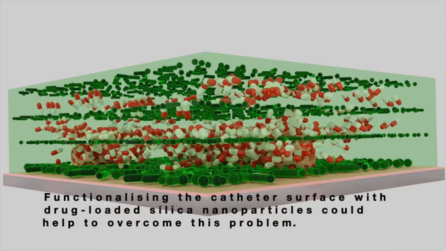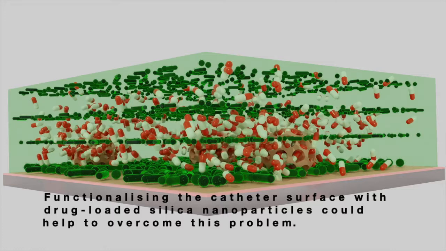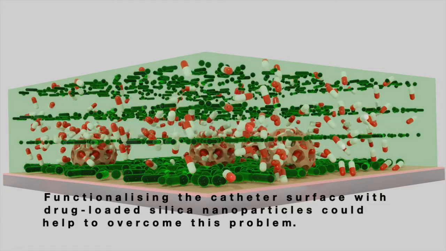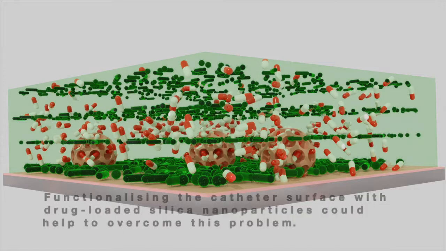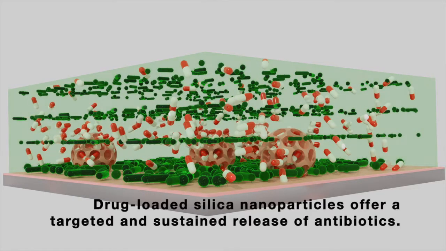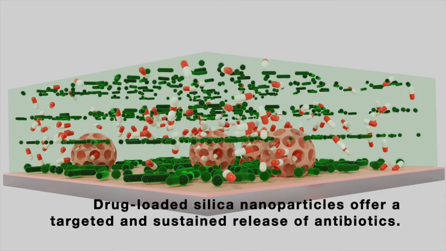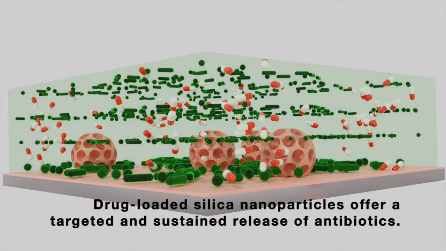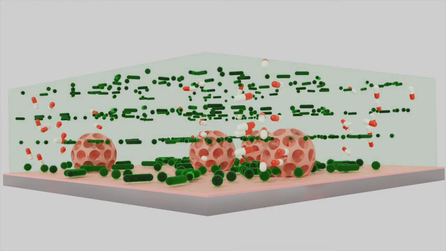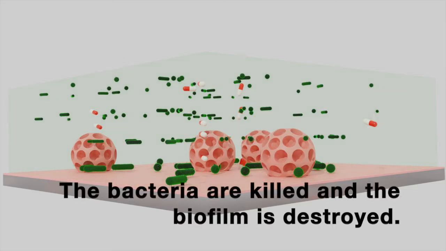Functionalizing the surface of urinary catheters with drug-loaded silica nanoparticles could help to overcome this problem. Silica nanoparticles offer a sustained and targeted release of antibiotics directly onto the site of infection. This can effectively kill biofilms or prevent one from forming in the first place.